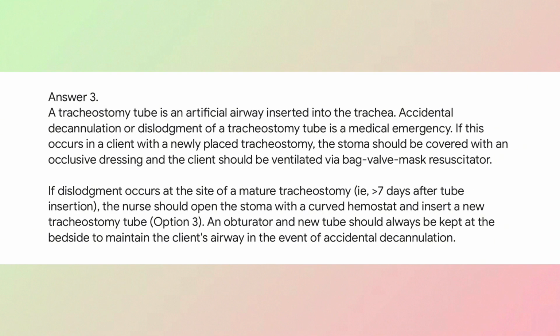A tracheostomy tube is an artificial airway inserted into the trachea. Accidental decannulation or dislodgement of a tracheostomy tube is a medical emergency. If this occurs in a client with a newly placed tracheostomy, the stoma should be covered with an occlusive dressing and the client should be ventilated via bag valve mask resuscitator.